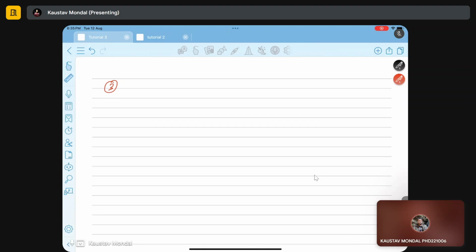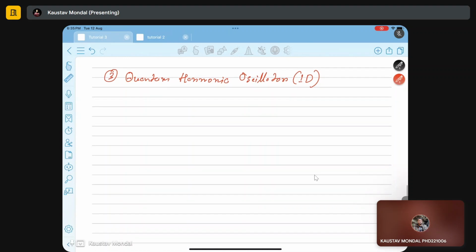So now we'll deal with the quantum harmonic oscillator. The energy levels should be different in this case. We'll be dealing with the 1D one, so there will be only one index, along the x-axis, in the energy expression.